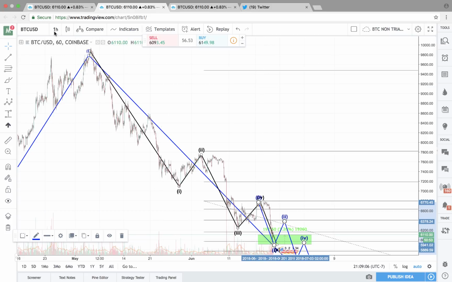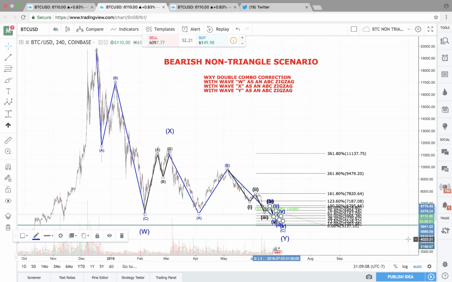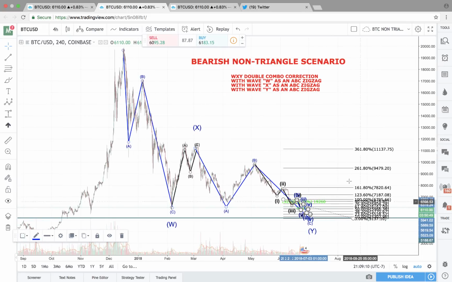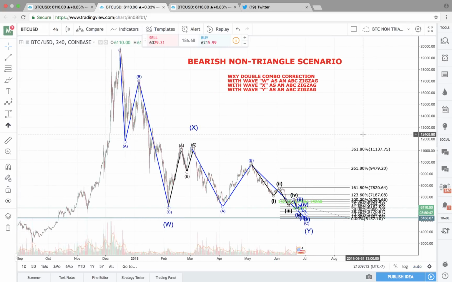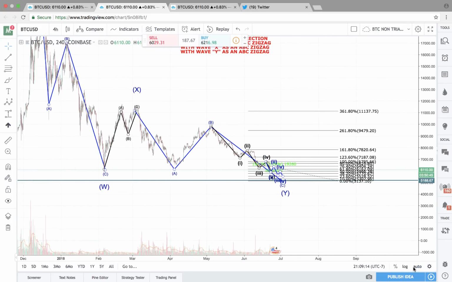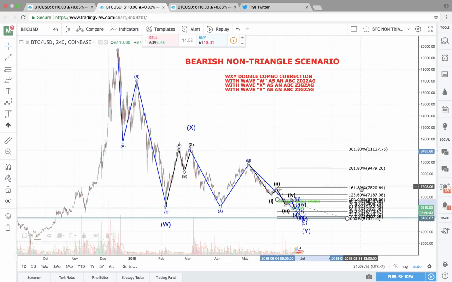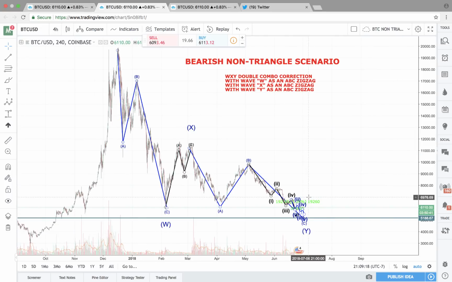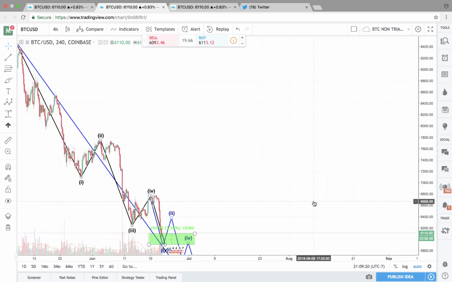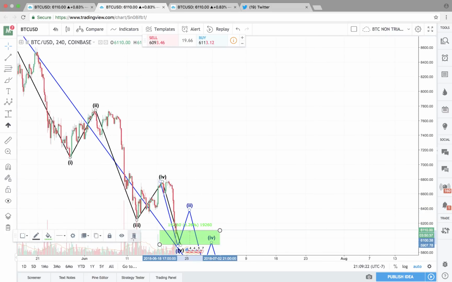Now let's look at the bigger picture again. I'm going to zoom out a little bit to the 4-hourly chart. Let's go right down here. And so now the bigger picture for this particular account here, I'm going to get rid of all this stuff real quick to make it easier to see.